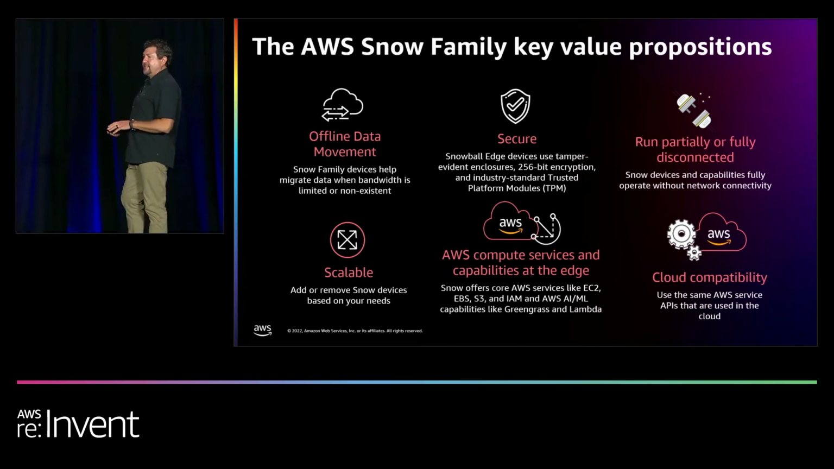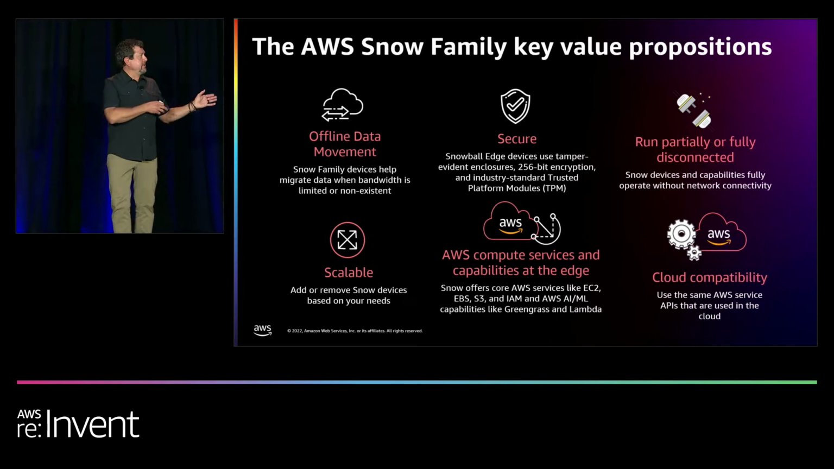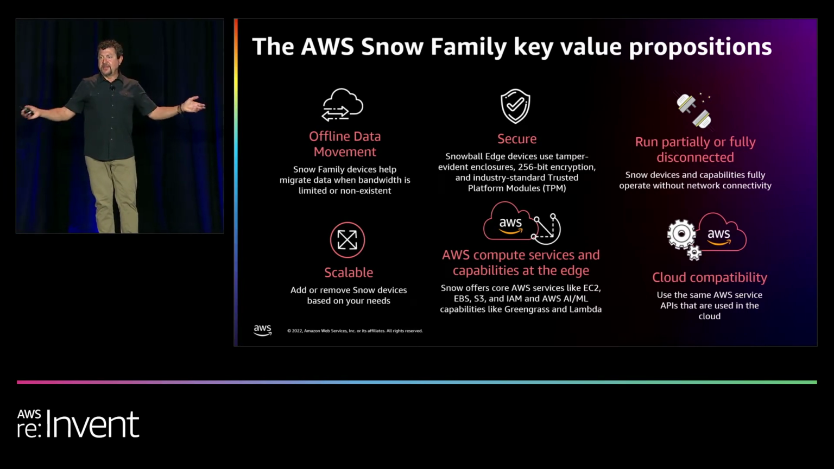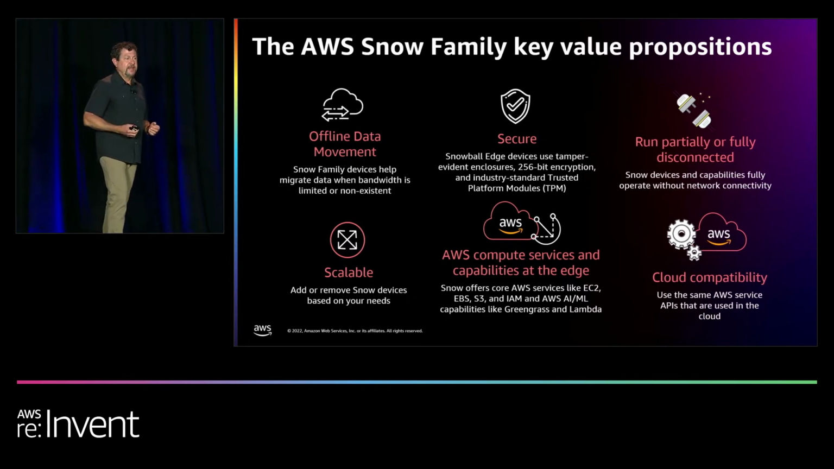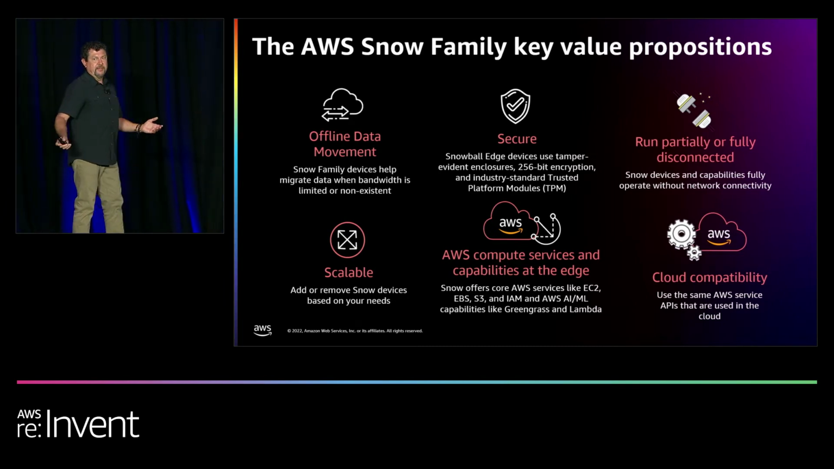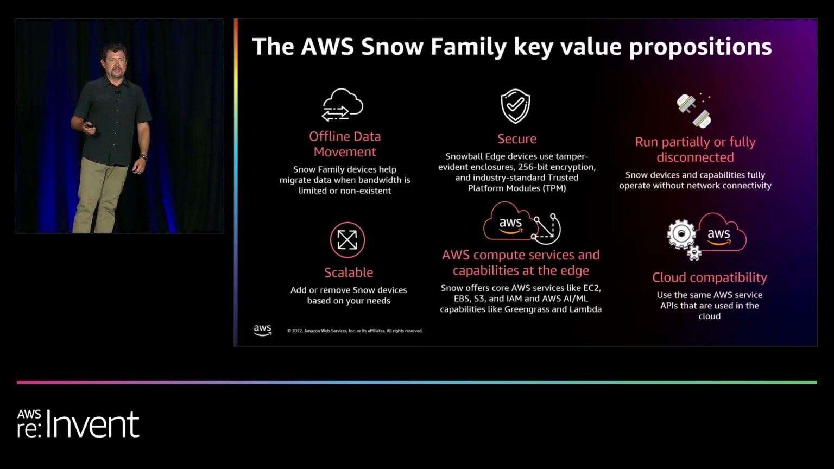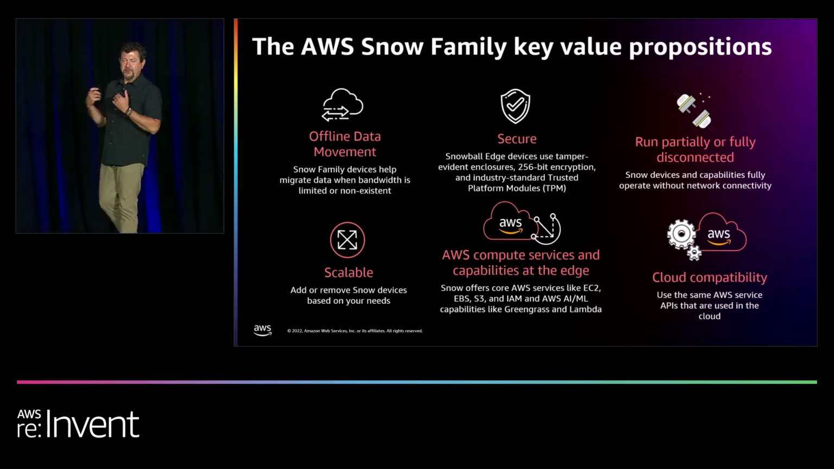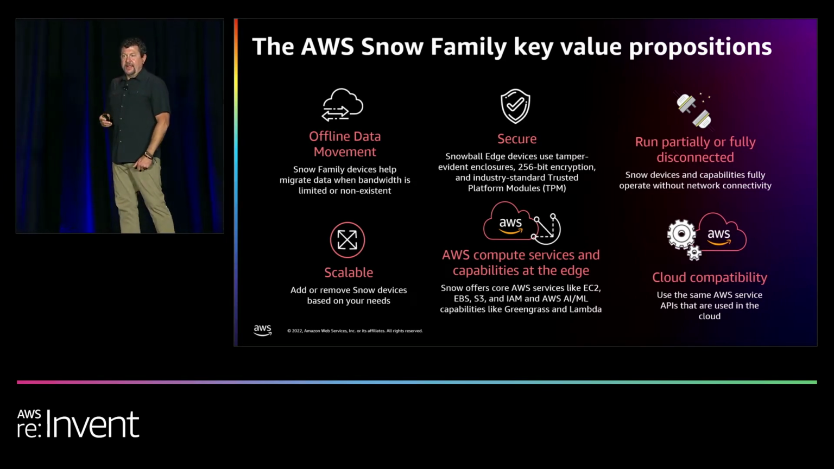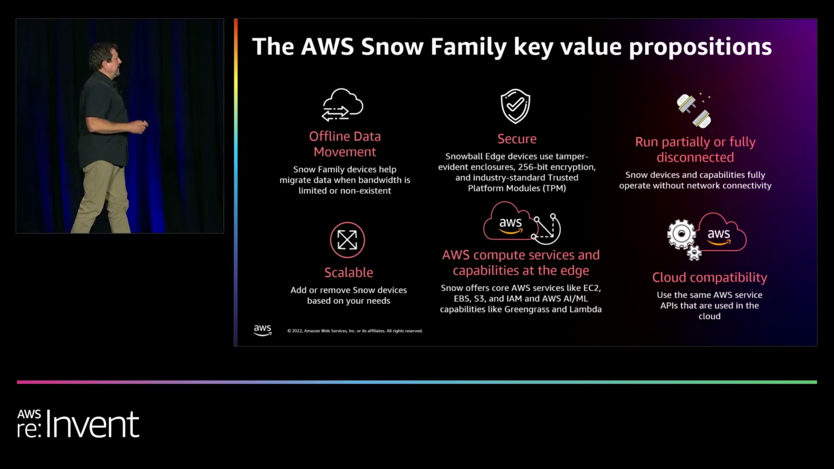And Snow devices are designed to be scalable. As I mentioned on that first slide, you might be doing wide distributed data collection and then import into AWS S3 using many, many Snowcone devices. But you also might be doing a large-scale data migration where you're taking tens of petabytes of data, and there you can build a storage cluster of Snowballs on-premise temporarily, and then ship those devices back to AWS to perform that large-scale data transfer. And then we provide AWS compute services and capabilities at the edge.